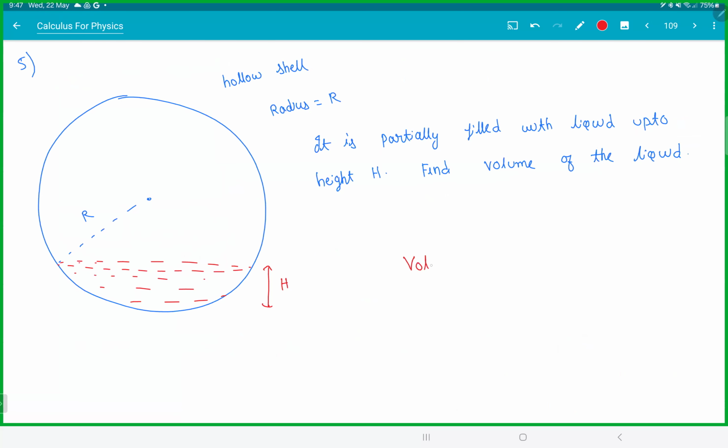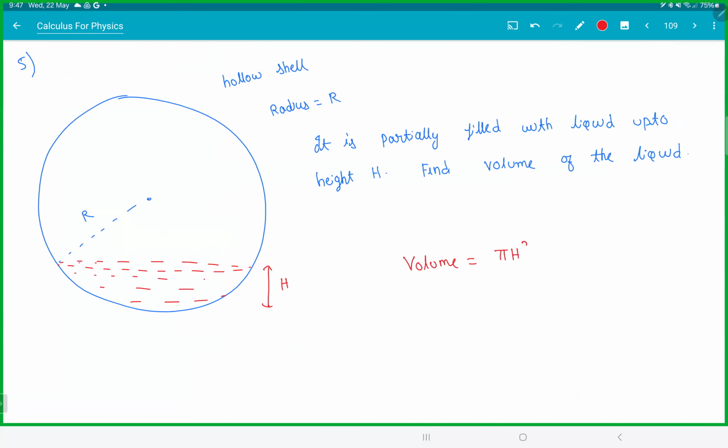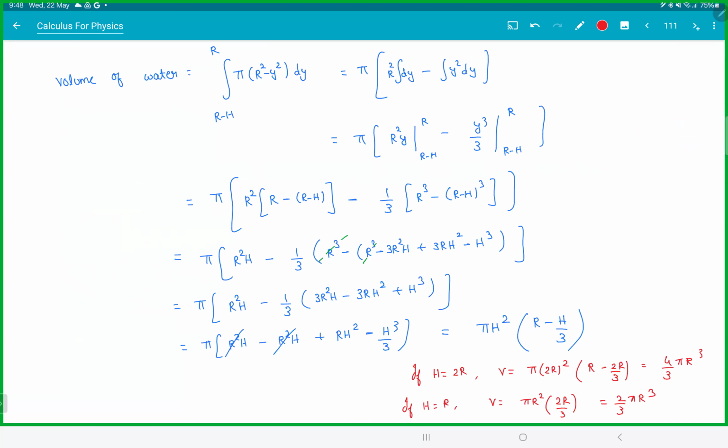So this volume is given by pi h square into r minus h by 3. There. Please have a look at this. This is just lengthy. It's not tough.